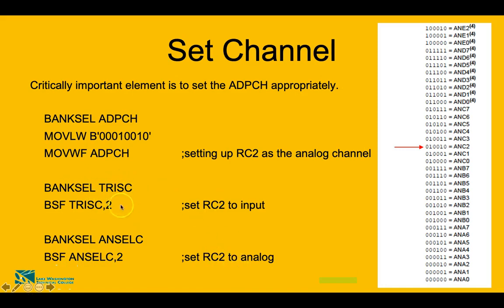We have defined it as an input, and here using this ANSEL register, we are defining it as analog. In case we want to define it as digital, then we will be clearing it. Instead of BSF, we may use BCF, bit clear F, and then that will behave as your digital input. So for this particular case, we are using RC2 as analog input. So making it analog, ANSELC, setting the second bit as 1, and then setting RC2 as input using TRISC. So that's how you select the channel and you write this code.